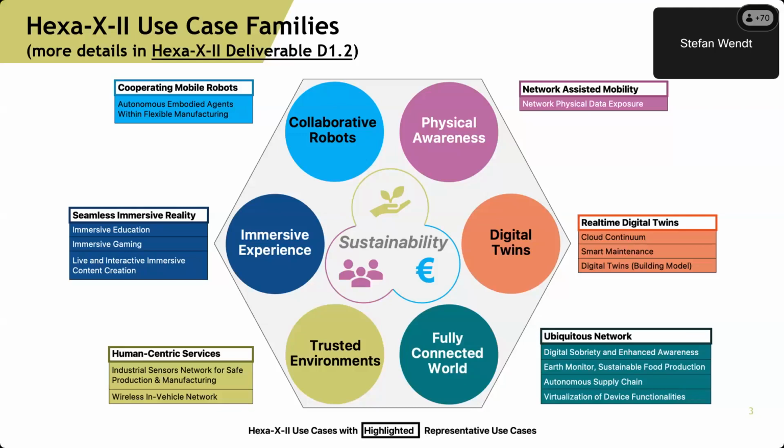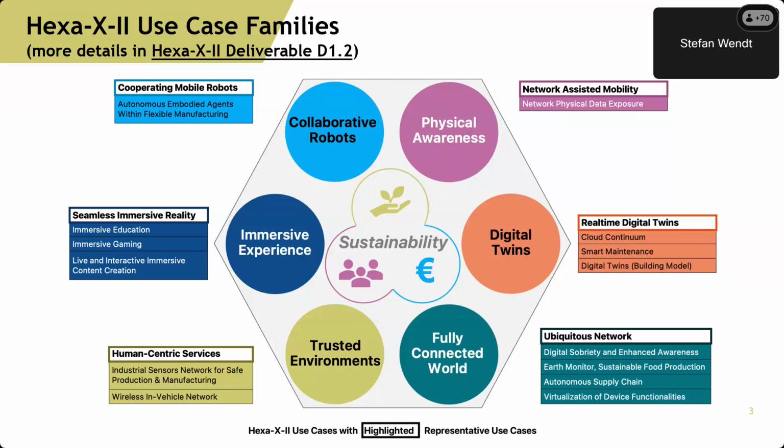In Hexa-X-II, if you come from the use case side, we identified use case families, 6 in total, as you can see here on the screen. For each use case family, we defined a representative use case, which should represent this use case family by name. Our use cases are around, and that's important to keep in mind, sustainability. But sustainability for us is a 3-pillar thing: environmental sustainability, social sustainability, and economic sustainability.